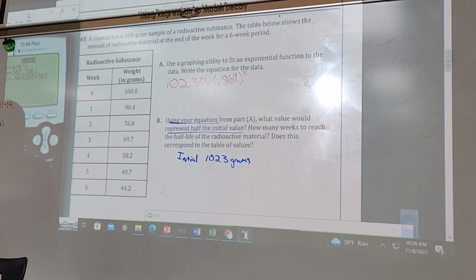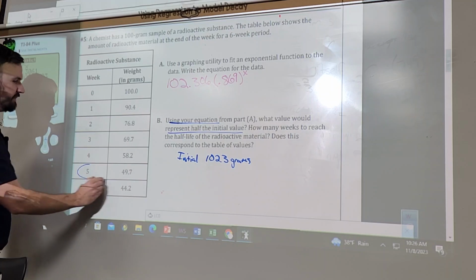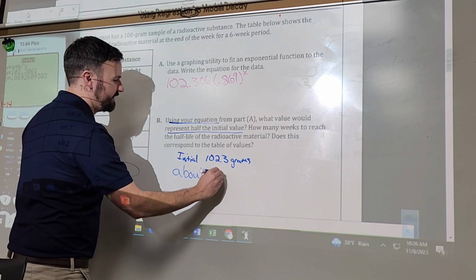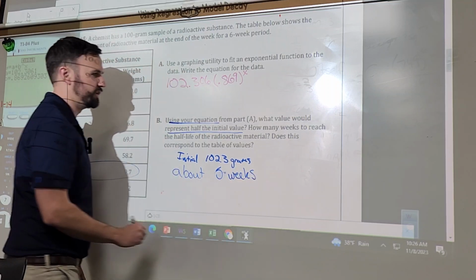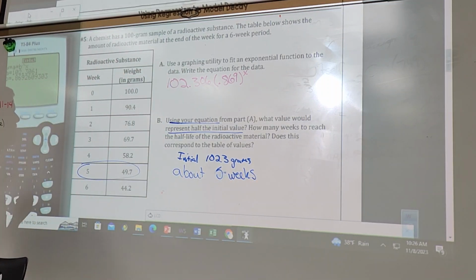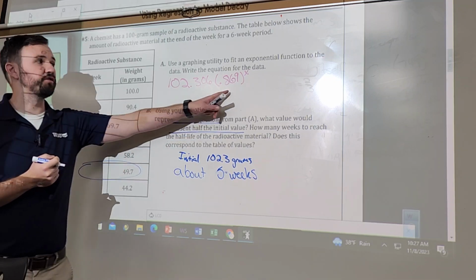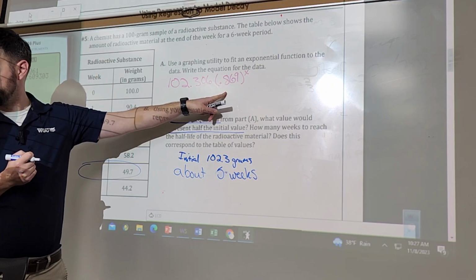I'm just guessing whether it was half of its whole. It's close to that. We'll guess. Where is it about cut in half? About here, right? So we'll say about 5 weeks. Eventually we'll learn how to find it exactly. We don't have that tool yet though. And how many weeks does this correspond to? Does this match our table of values? If I plug 5 into this equation, what do I get? 49. Right.